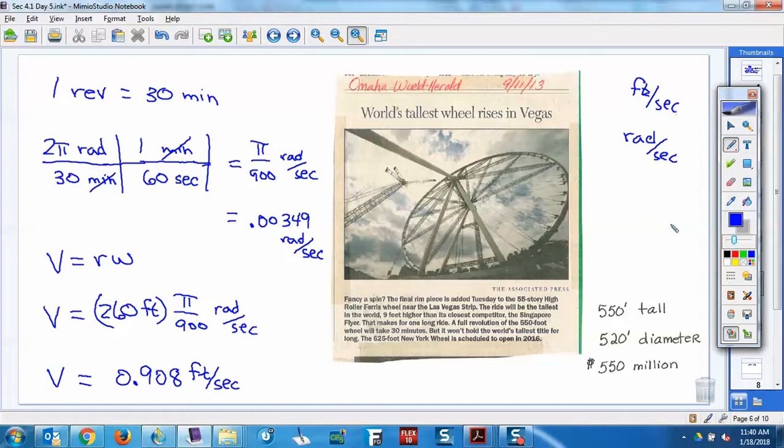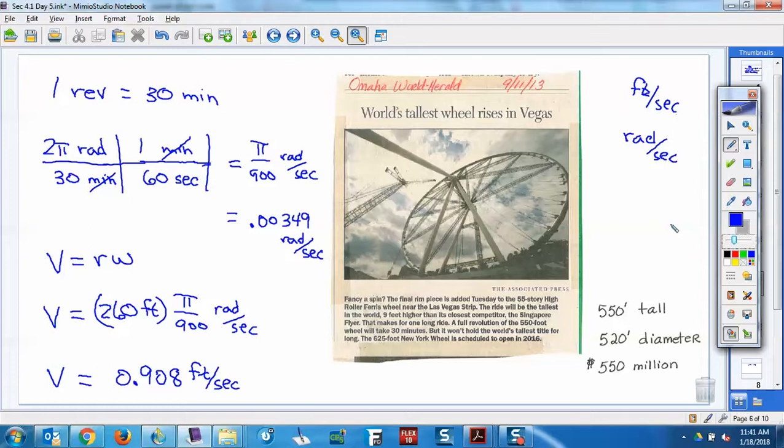In a second, you're not going to go very far. What we found out here is about a foot per second, so you're going about this far every second. But again, remember what we said? As soon as you hear 1 revolution, that's 2 pi radians. So right away, I just put 2 pi radians over 30 minutes. But I needed it in seconds, so 1 minute is 60 seconds. So that's where that came from.